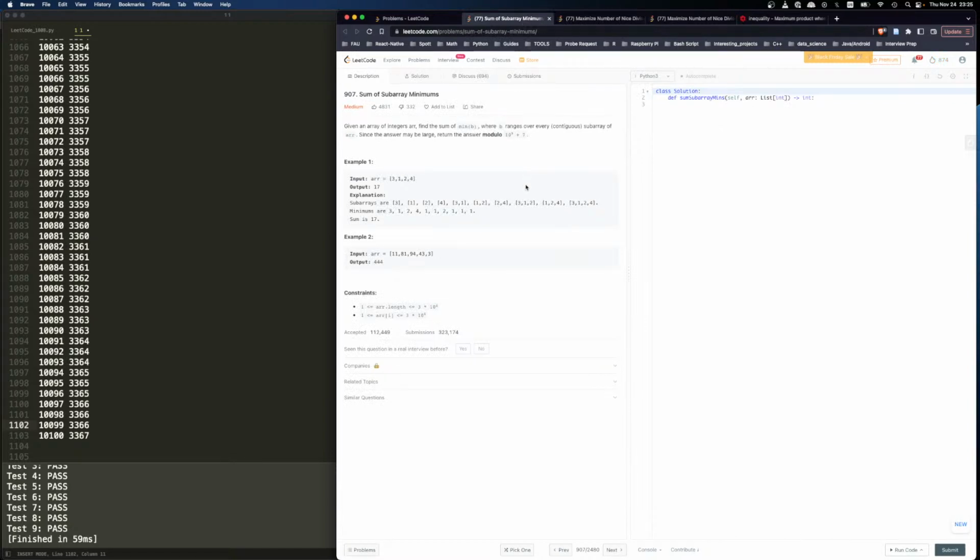What is this? Sum of subarray minimums. Given an array of integers, find the sum of min(b), where b ranges over every contiguous subarray. Since the answer may be large, return it modulo 10^9 + 7. All the subarrays.